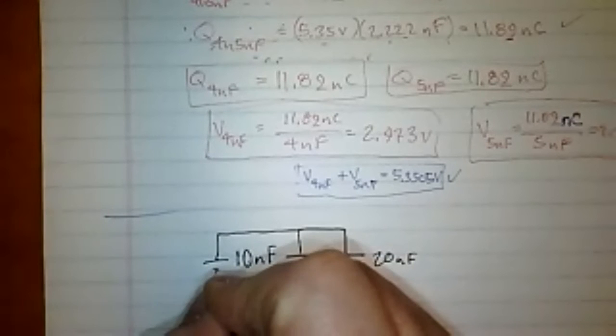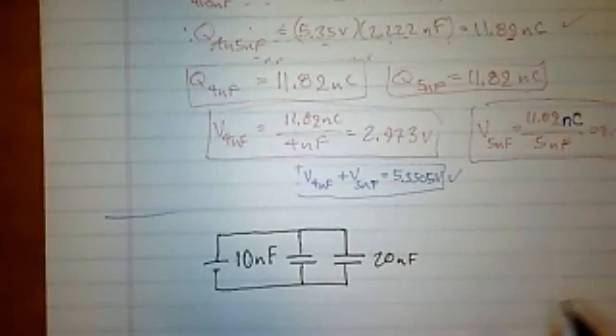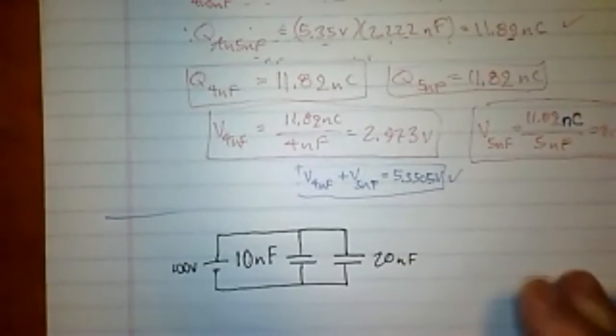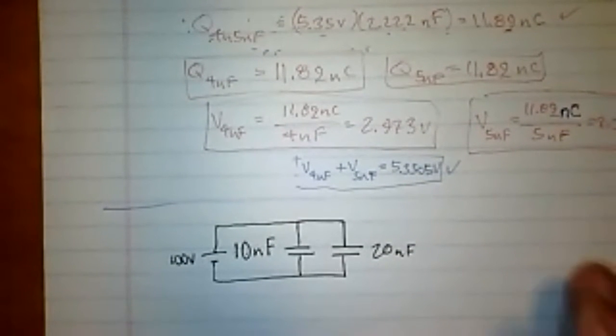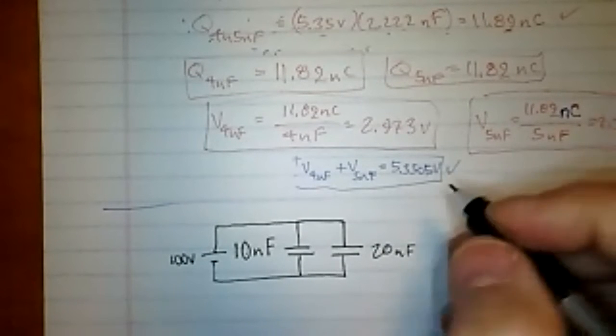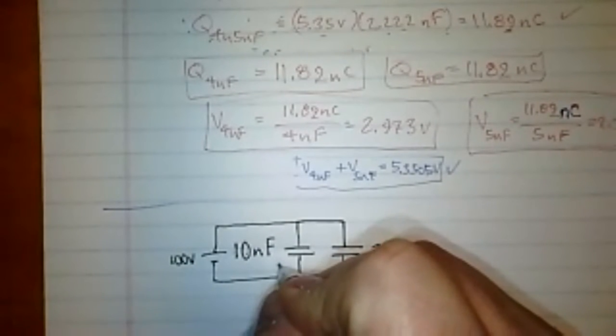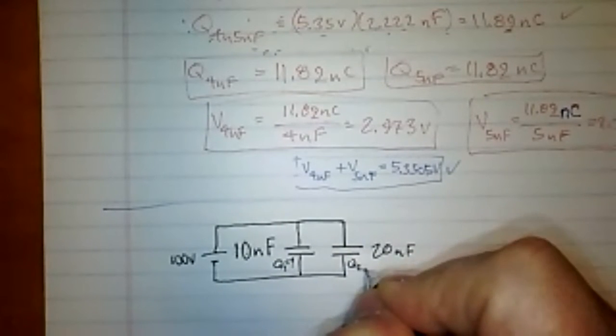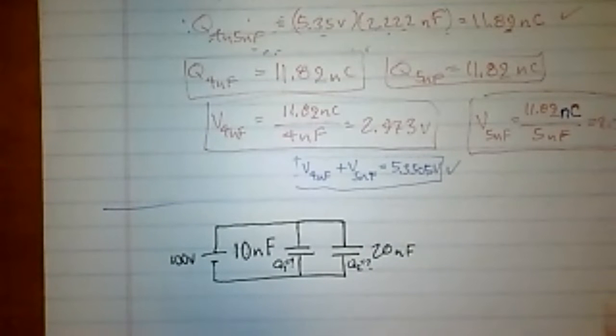And let's put that on a circuit with, let's say, 100 volts. Okay. So what I'd like to do is find out what Q1 and Q2 are. Okay, so they're in parallel. That tells us something already. We know they both have the same voltage, and that voltage is 100 volts.